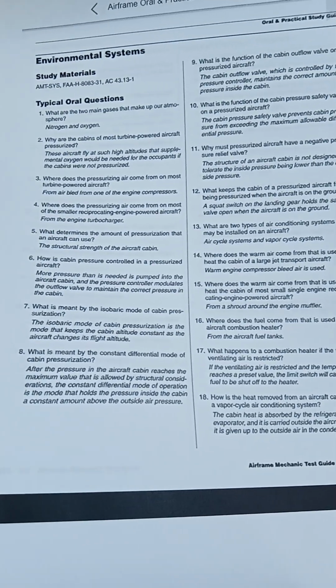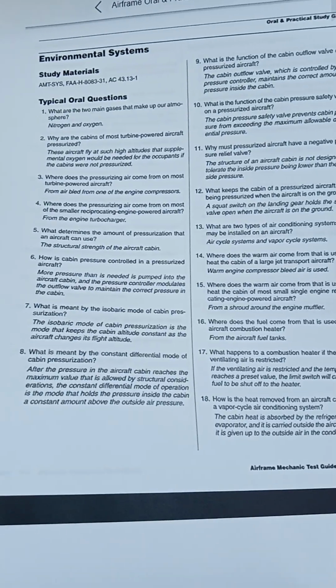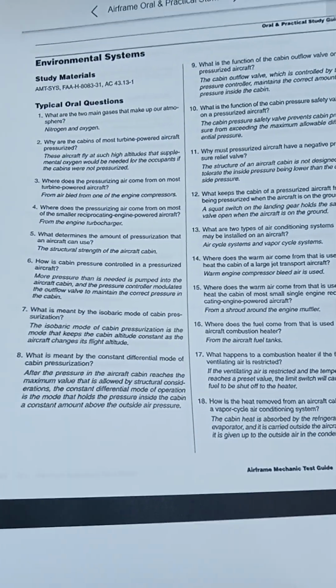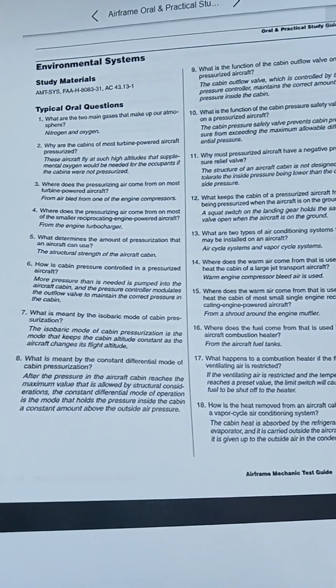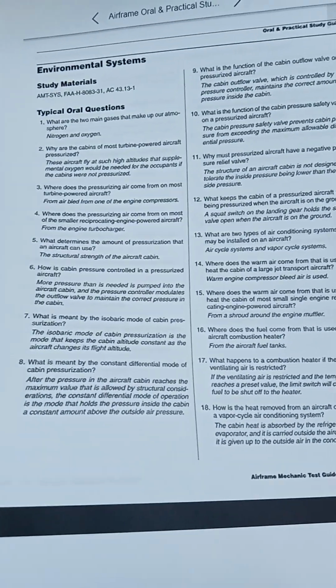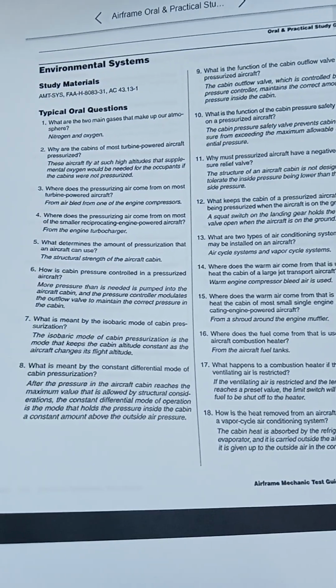Where does the pressurizing air come from on most of the smaller reciprocating engine-powered aircraft? From the engine turbocharger. What determines the amount of pressurization that an aircraft can use? The structural strength of the aircraft cabin. How is cabin pressure controlled in a pressurized aircraft?